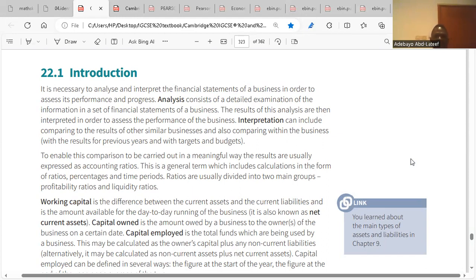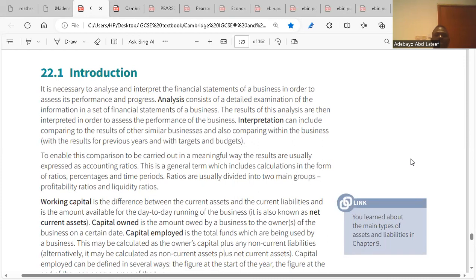That is an analysis. The results of this analysis are then interpreted in order to assess the performance of the business. So as soon as you are done with this analysis, you'll be able to interpret it to assess the performance. If the business is doing well or not doing well, then you can take decisions. Interpretation can include comparing the results to the results of other similar businesses, and also comparing within the business with the results of previous years and with targets and budgets. So you can do this analysis to compare your previous financial statements or to compare with competitors. These are reasons why we analyze and interpret.